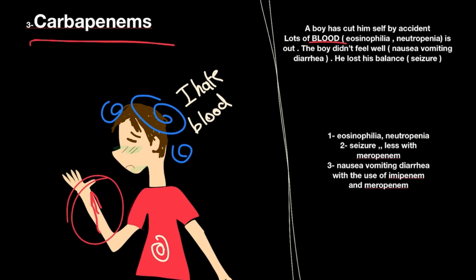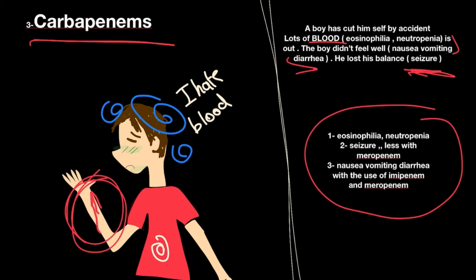You know how some people just hate blood and get ill when they see it? This is our theme for carbapenems. Well, a boy has cut himself by accident and lots of blood came out. So blood is going to remind us of eosinophilia and neutropenia. The boy didn't feel well, and that reminds us of nausea, vomiting, and diarrhea. And after seeing that, he kind of lost balance, which is something like seizures. So these are the side effects.